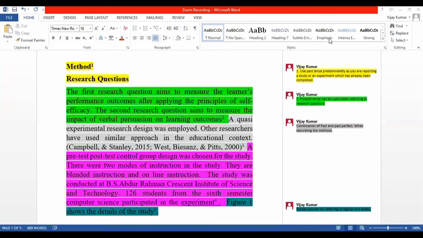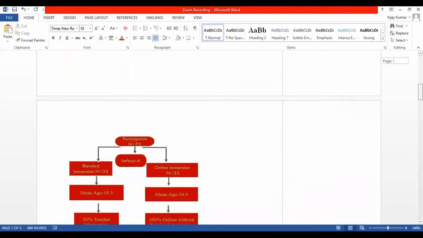You can use, as I said, the combination of past and past perfect when describing the methods. Look at the text that is highlighted in violet. The study was conducted, 126 students participated. So predominantly we use past tense because you're reporting studies which have already been completed. One important thing we need to remember is, especially when you mention the figures, you should mention that in present tense. So figure 1 shows the details of the study. When you refer to figures and tables, you are supposed to write it in simple present.